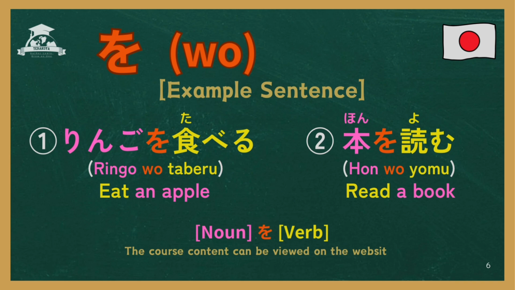リンゴを食べる. It means eat an apple. リンゴ is apple. 食べる is to eat. リンゴを食べる. 本を読む. It means read a book. 本 is book. 読む is read. 本を読む.